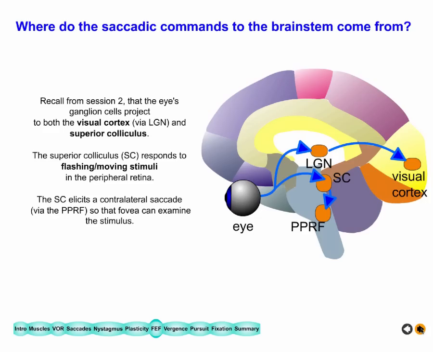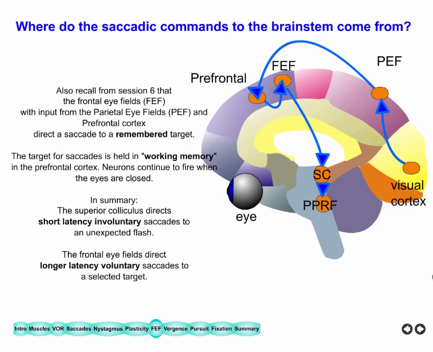Now, you remember how the signal got to the superior colliculus. There were these neurons that came from the periphery to the superior colliculus and then to the PPRF. They also go to the visual cortex. Now, from the visual cortex, you have this other pathway that we looked at before, to the parietal eye fields, to the prefrontal cortex, and then the frontal eye fields.